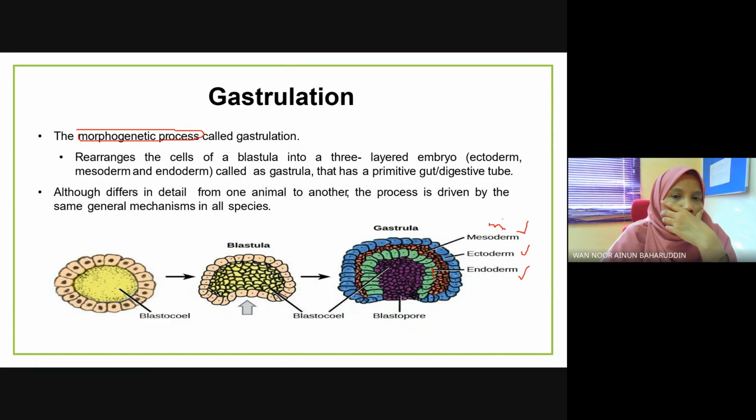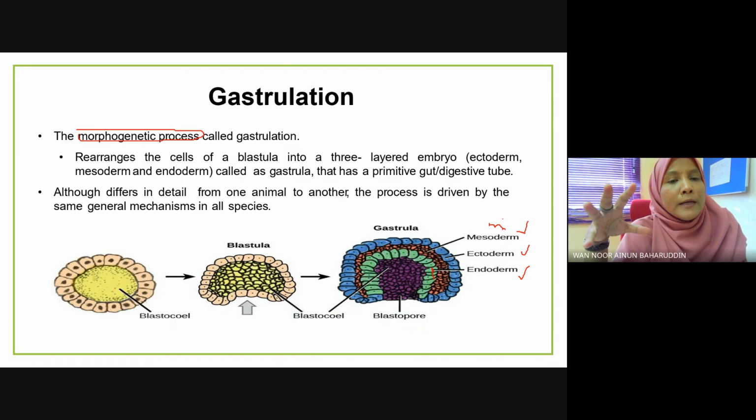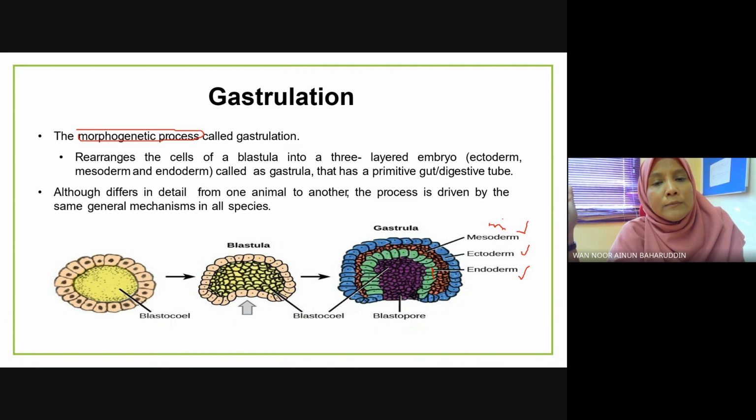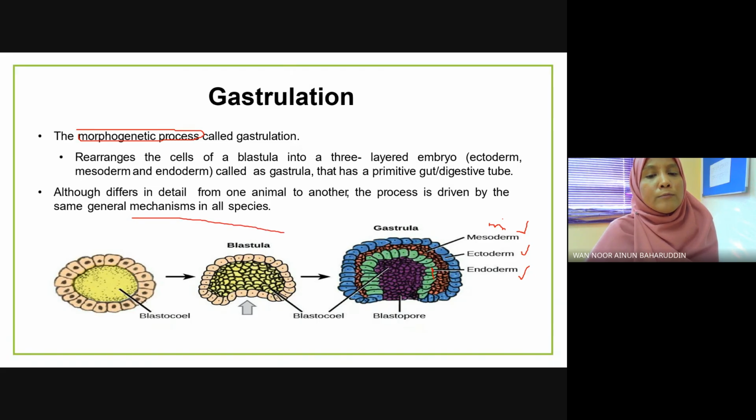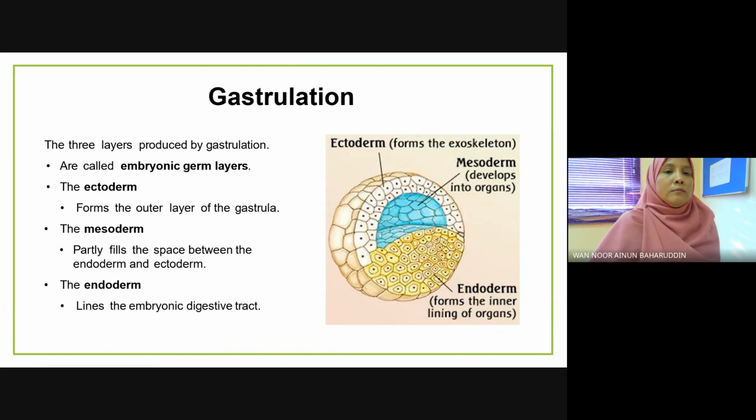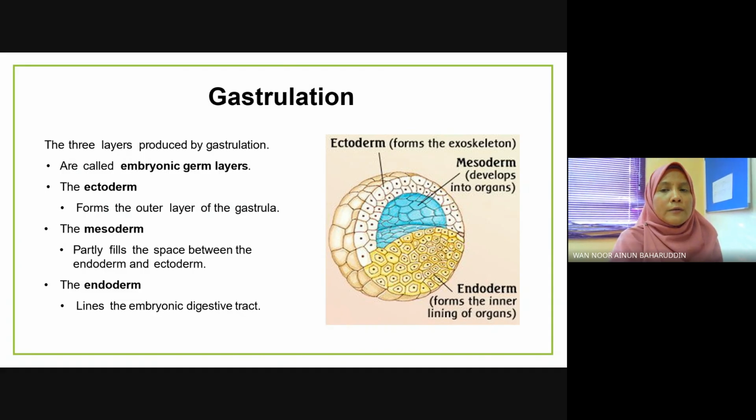So these are the gastrula, or what we call gastrula. Before this, at the primitive stage, we call it the gut or digestive tube. There are differences from one animal to another, but the process is the same, driven by the same general mechanism in all species. So in gastrulation, we should know all those layers.